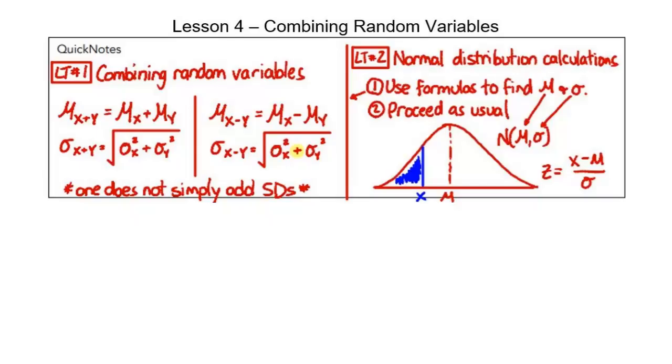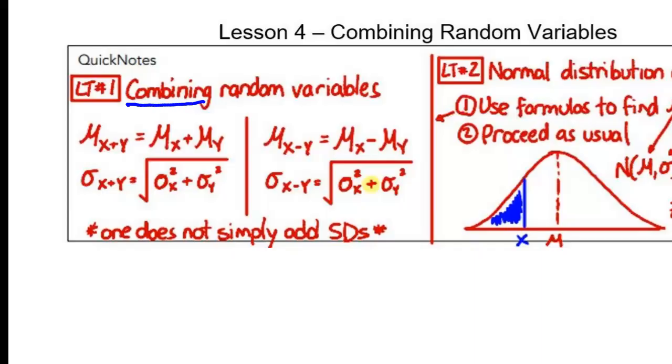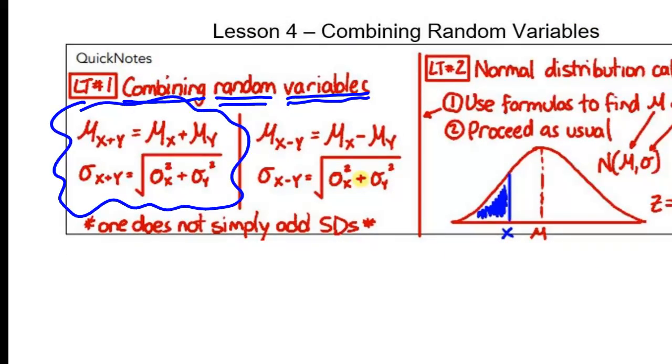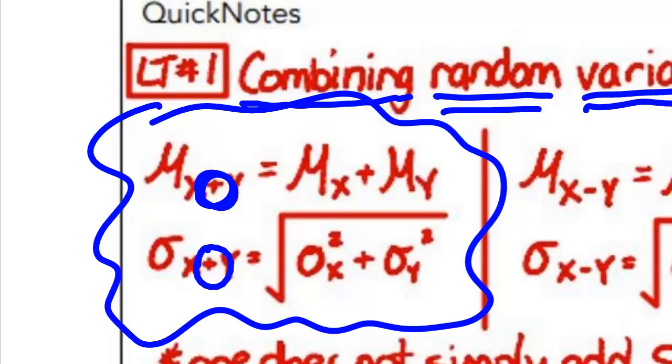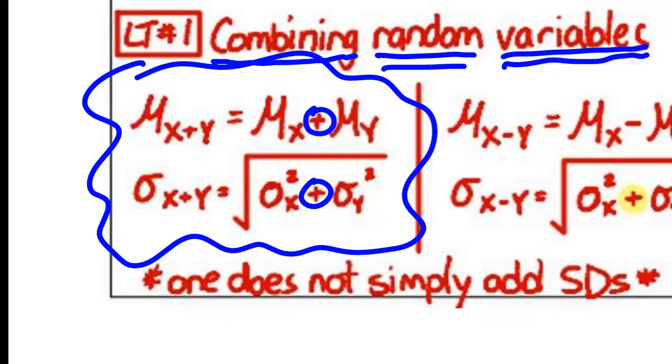So yesterday we talked about adding and subtracting a constant with a random variable. We talked about multiplying and dividing a constant with a random variable. Today, we looked at combining random variables. We looked specifically at this situation where we were adding our random variables together. To find the new mean, you add the old means. To find the standard deviation, you add the variances and then you square root it.